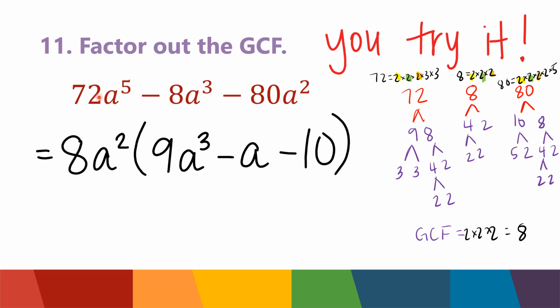What's left inside if you divide by 8A squared? 72 divided by 8 is 9. 5 A's take away 2 gives you 3. Negative 8 divided by 8 is negative 1. 3 A's take away 2 gives you 1 A left over. Negative 80 divided by 8 is negative 10. 2 A's take away 2 A's, A's are gone.